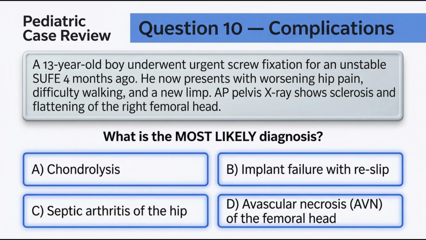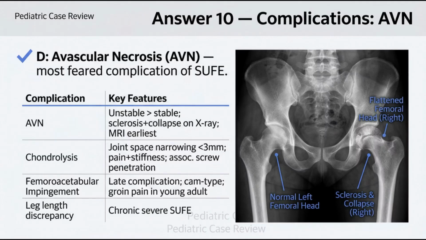Option A. Chondrolysis. Option B. Implant failure with re-slip. Option C. Septic arthritis of the hip. Option D. Avascular necrosis of the femoral head. The correct answer is option D.